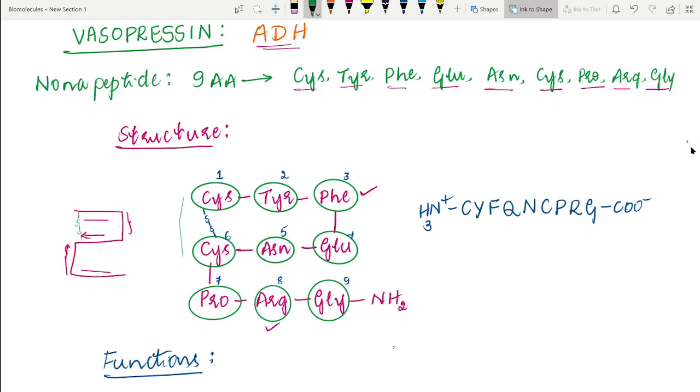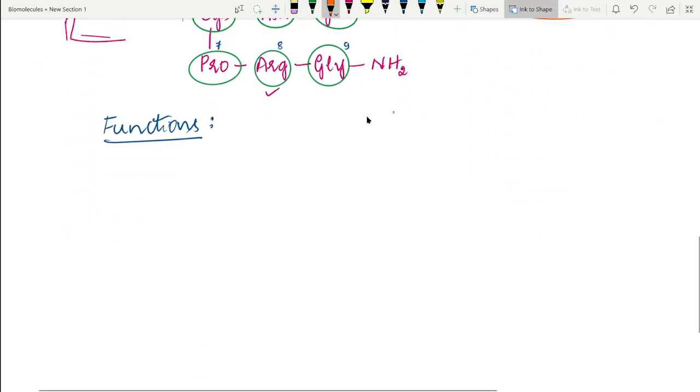This is the single letter representation of the sequence of amino acids in vasopressin, that is CYFQNCPRG. R is for arginine and F is for phenylalanine. So now let us know the functions of vasopressin.